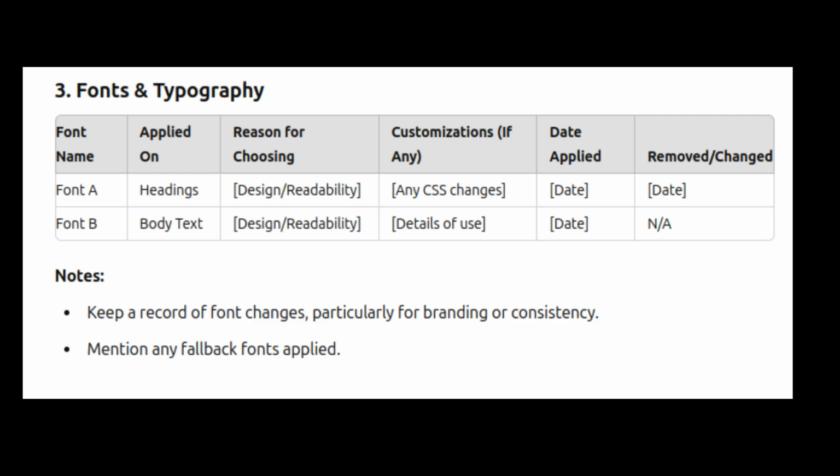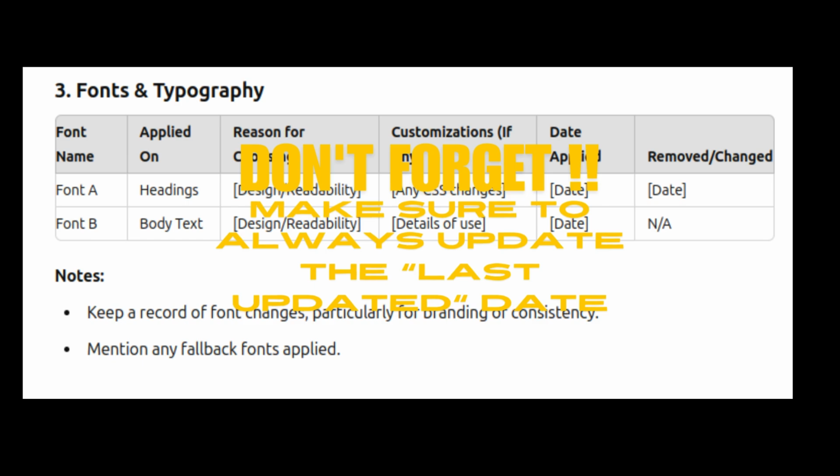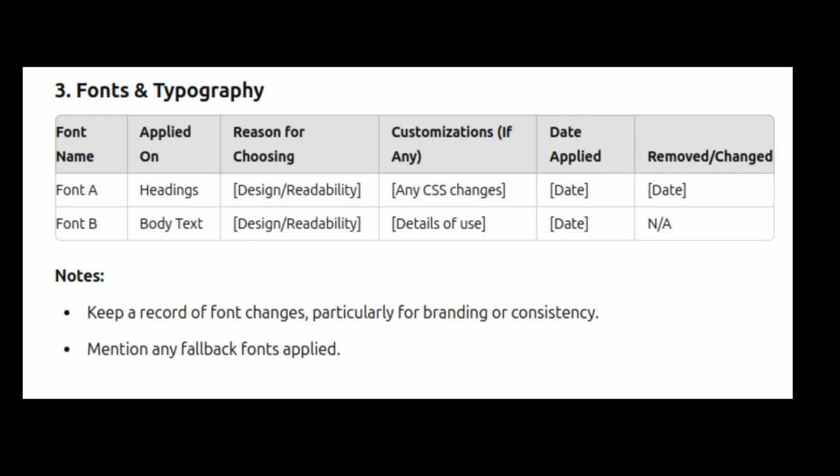Failing to track theme customizations can result in lost design work, broken layouts, or inconsistencies across different parts of your site. Fonts and typography set the tone for how your content is perceived. Recording the font name, where it's applied, and the reason for choosing it provides insight into the branding or readability goals you're working toward. The Customizations column documents any adjustments made to the fonts, such as size or style changes through CSS. If these details aren't logged, future changes could disrupt the site's visual consistency, resulting in mismatched text or a broken layout. Keeping the last updated field accurate ensures that any font-related updates or switches are correctly implemented.